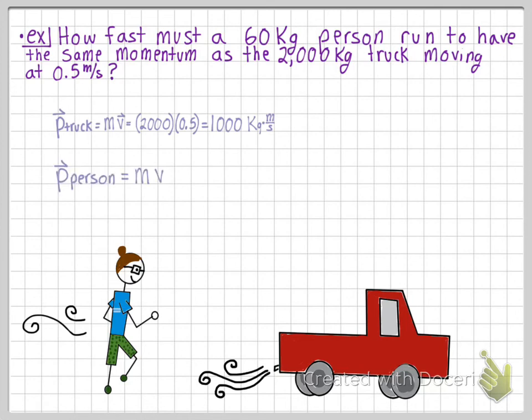And now we can set this momentum equal to the momentum of the person. So we know that the momentum of the person must be 1,000. We know that the person's mass is 60 kilograms, so we can solve for the velocity, which is 16.7 meters per second, which is approximately 37 miles per hour.